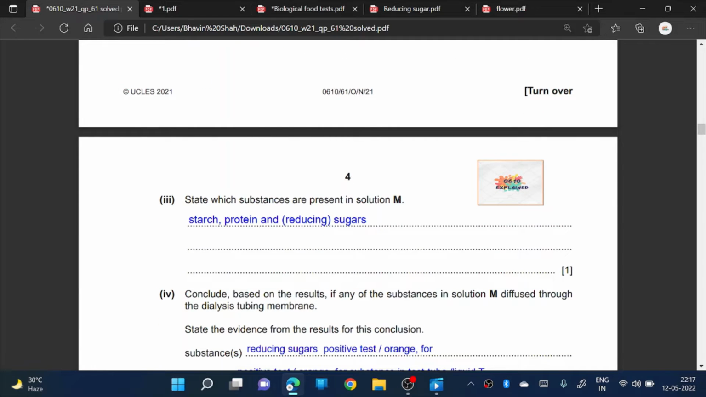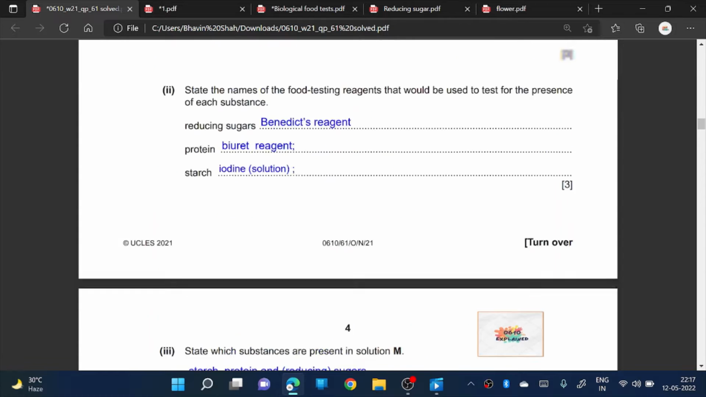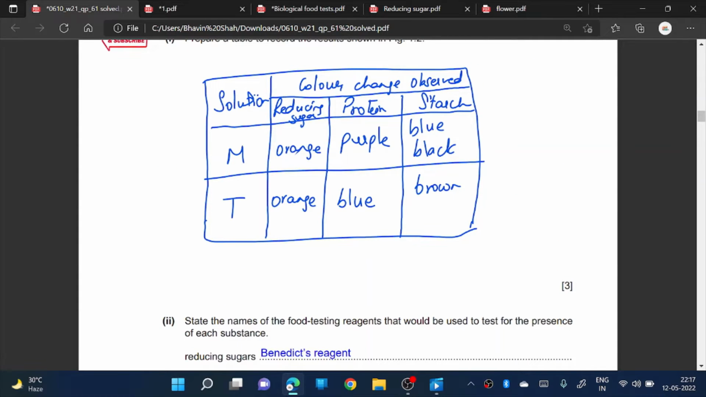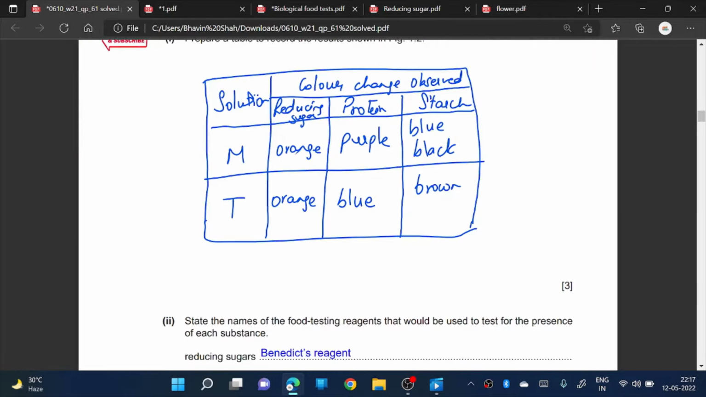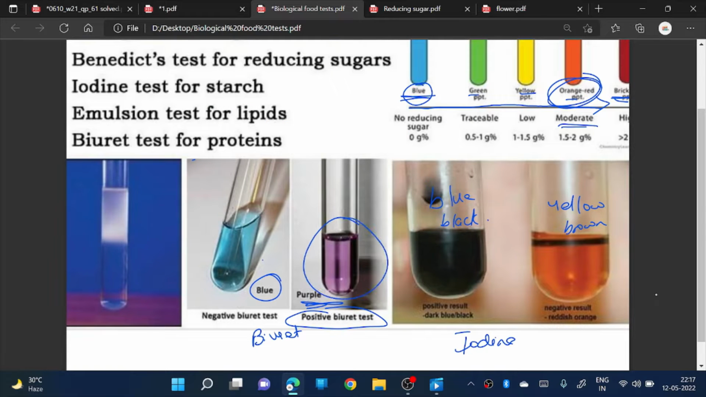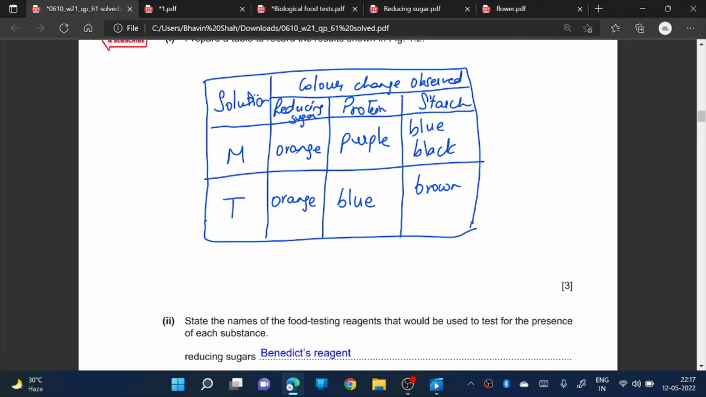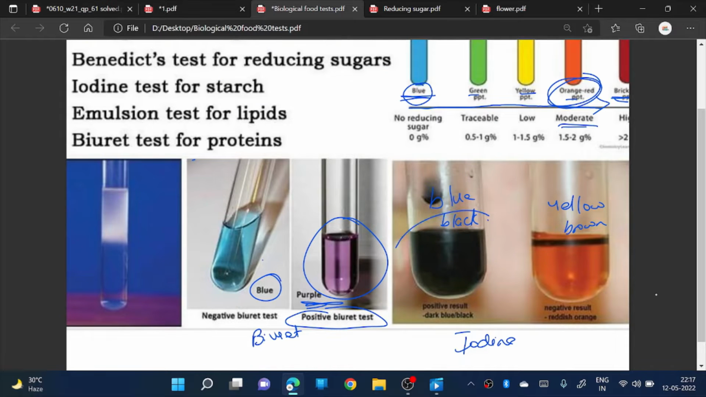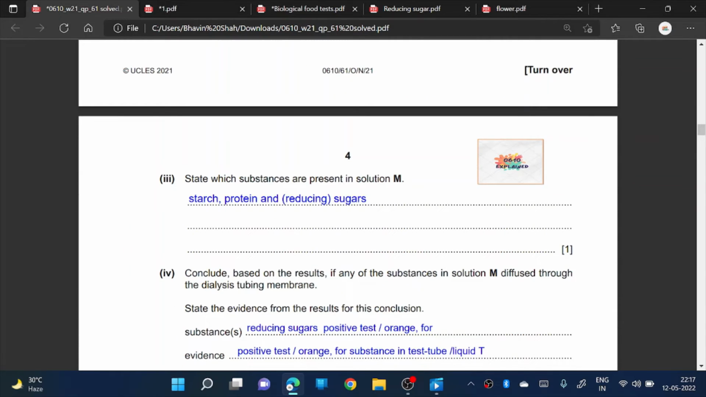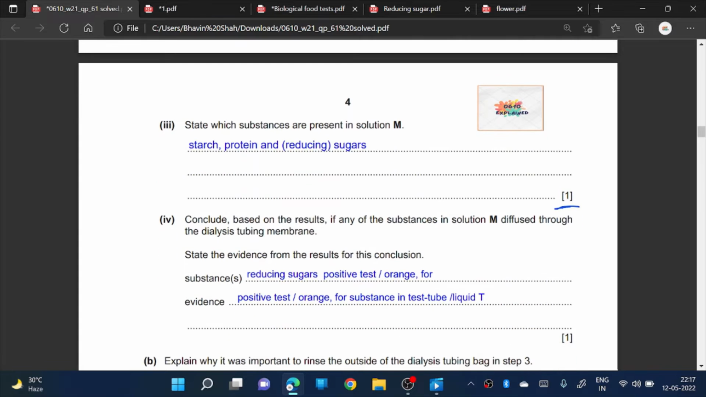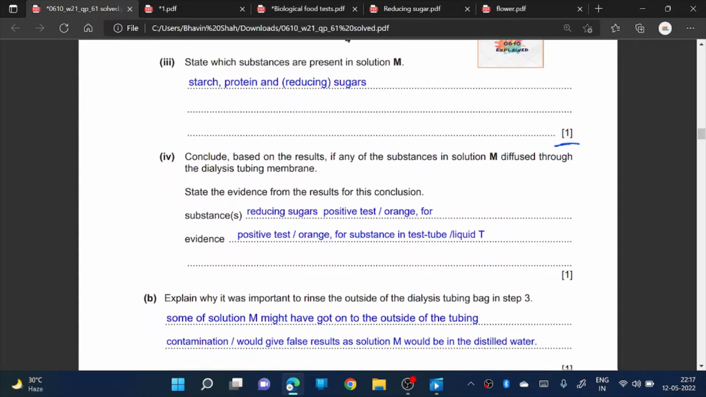State which substances are present in solution M. So as we see in the solution M, the color has changed to orange. That is the first stage here. We are looking at the orange color. That means that a moderate amount of sugar is present. Then we are looking at the proteins. So in proteins, we said that the purple color is seen in M. So it contains proteins and it is also showing blue-black color of the starch. So all these three are present over here. So starch, protein, reducing sugar. Since the question is for 1 mark, you need not write anything more than that.